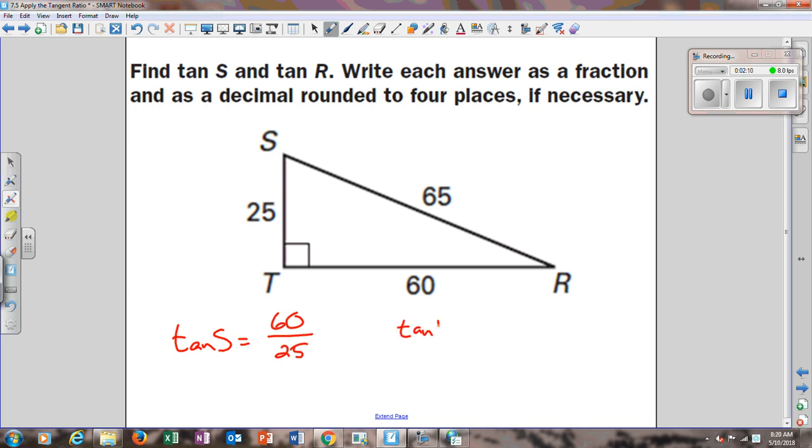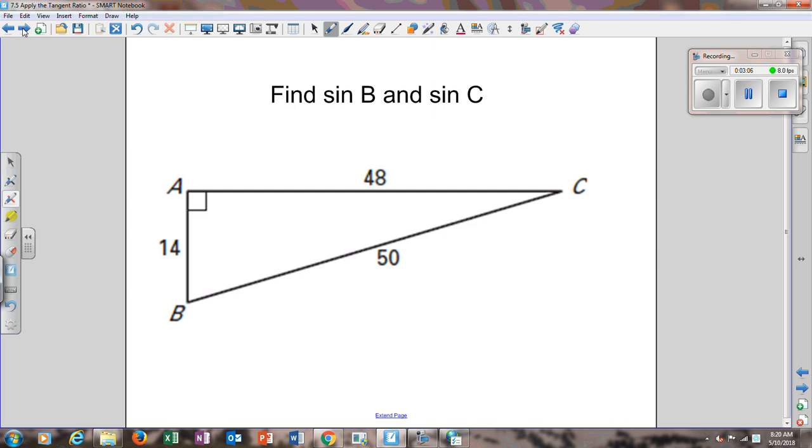By the same vein, tan R is opposite, which is 25, over adjacent, which is 60. 60 over 25 gives us that tan of S is 2.4. And this would be 0.4167. All right, that's all there is to this. Not much more. We're not ready for sine.